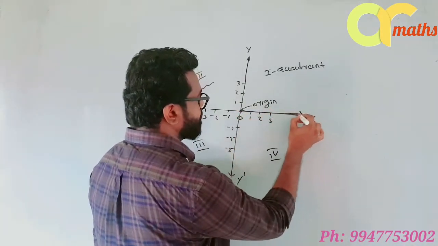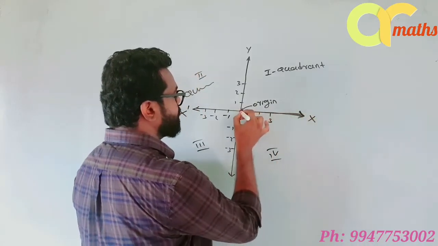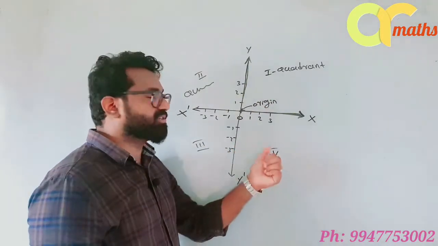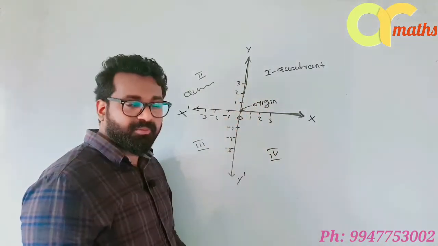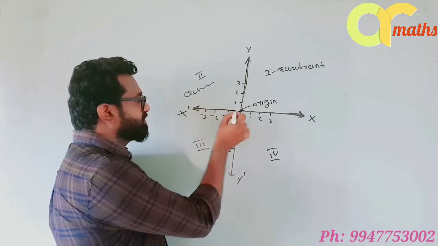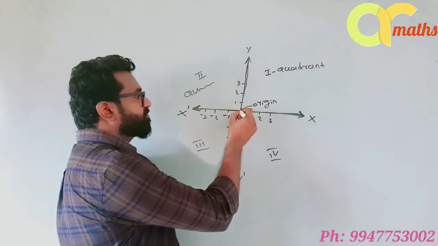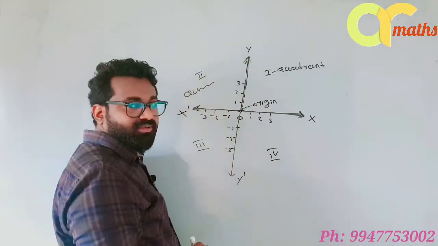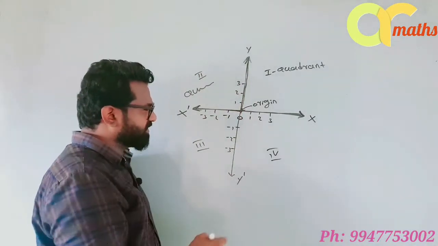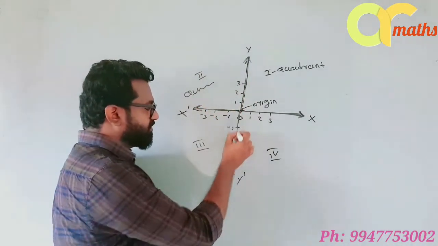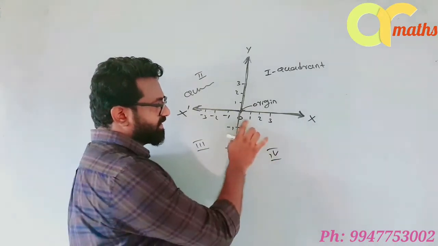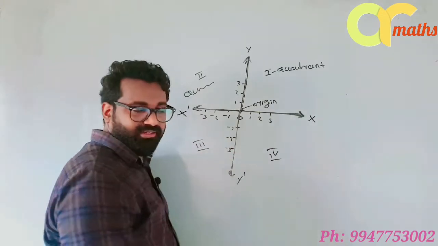In the first quadrant, the x value is positive and the y value is also positive. So, in the first quadrant x is positive and y is also positive. What about the second quadrant? In the second quadrant, x is negative, y is positive. What about the third quadrant? X negative, y also negative. What about the fourth quadrant? X positive, y negative.